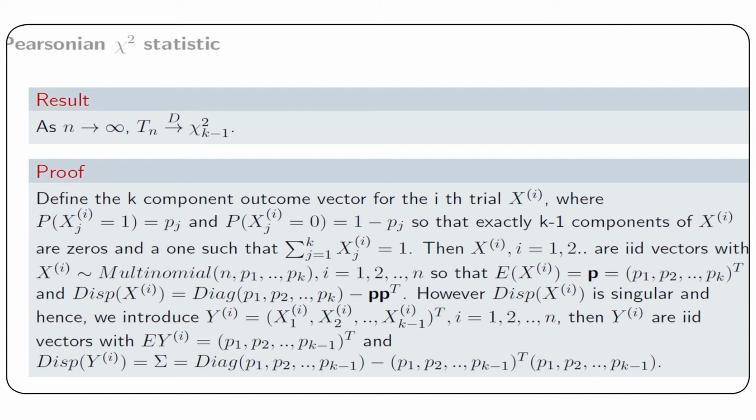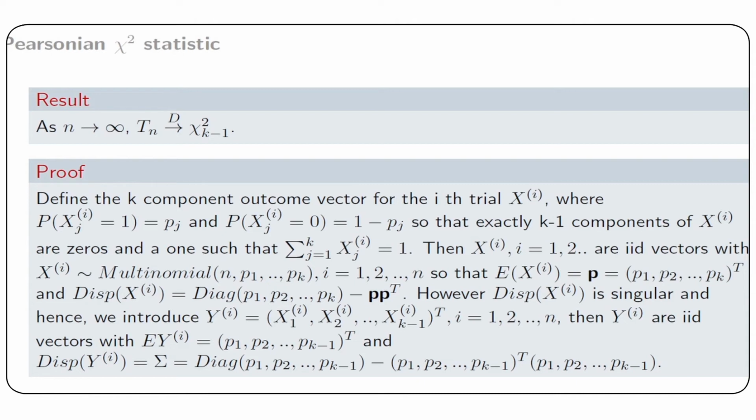Then x upper I for I equal to 1 to n are IID vectors with x upper I having a multinomial distribution with parameters n, p1 up to pk, so that the expected value of x upper I is p, where p is a vector with components p1, p2, pk, and the dispersion of x upper I is a matrix defined as the diagonal matrix with diagonal elements p1, p2, pk minus p p transpose.